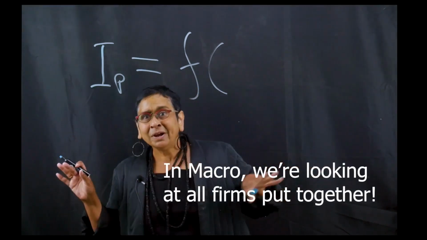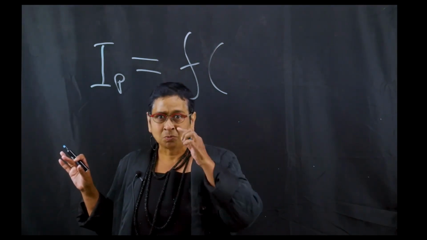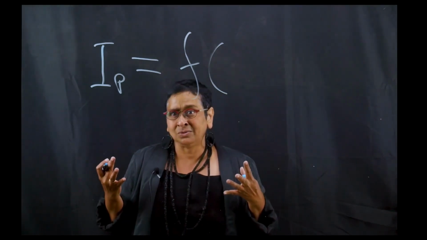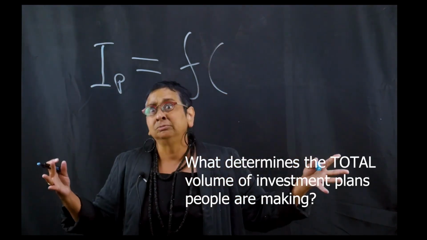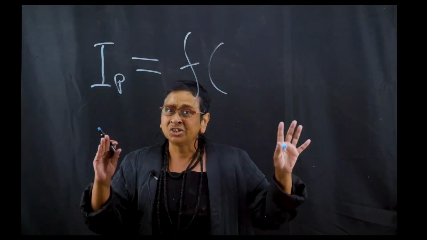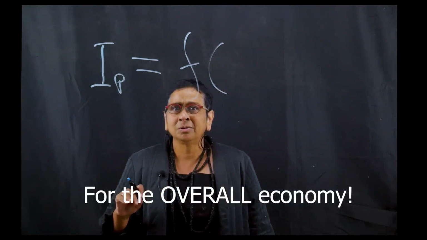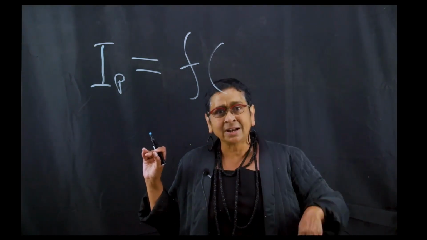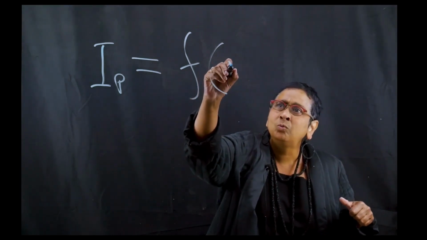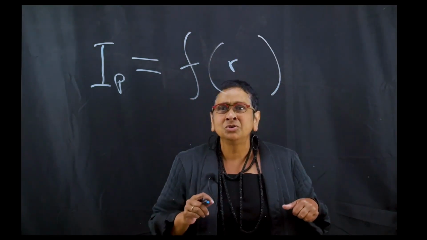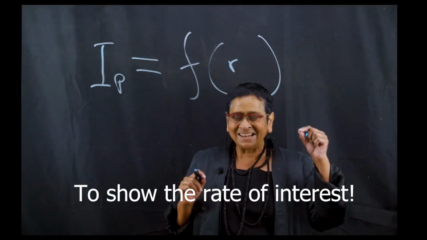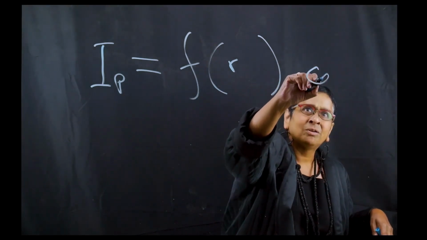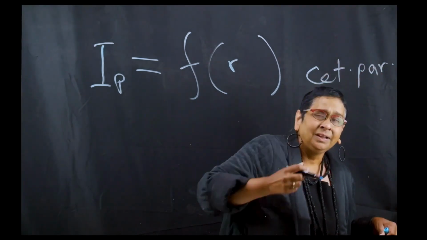But remember, in macro, we're looking at all firms put together, not individual small firms, and asking, once I take the entire firm sector into account, what determines the total volume of investment plans people are making, not just for this or that industry, but for the overall economy. And just as there are very many factors that can affect household decisions, there are many factors that can affect firm decisions. The one that I'm going to focus on is R, and I'm going to use R to show the rate of interest, because I has already been used for investment. And because there are all these other factors, I'm going to ceteris paribus.